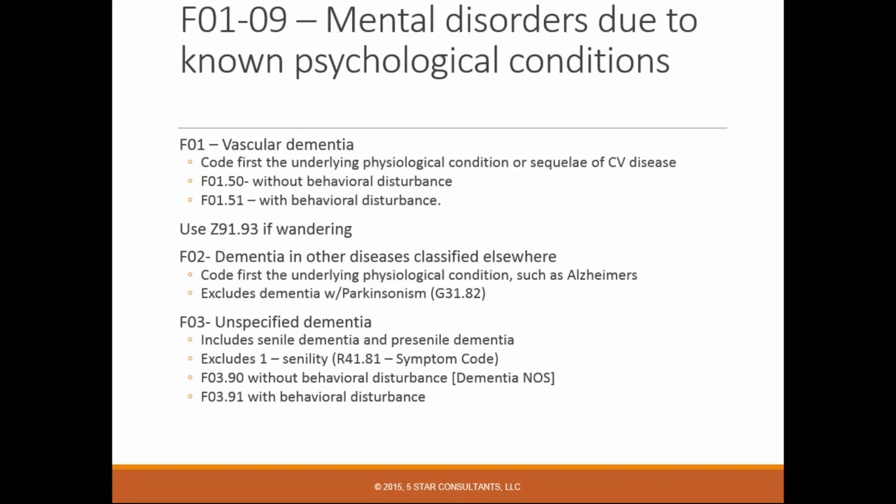Senility is before the diagnosis, and so it's a symptom code, R41.81. So what you would have is if it's dementia NOS, not otherwise specified, so it's just your broad dementia without something like Parkinson's or Alzheimer's, then it's F03.90 without behavioral and F03.91 with behavioral.